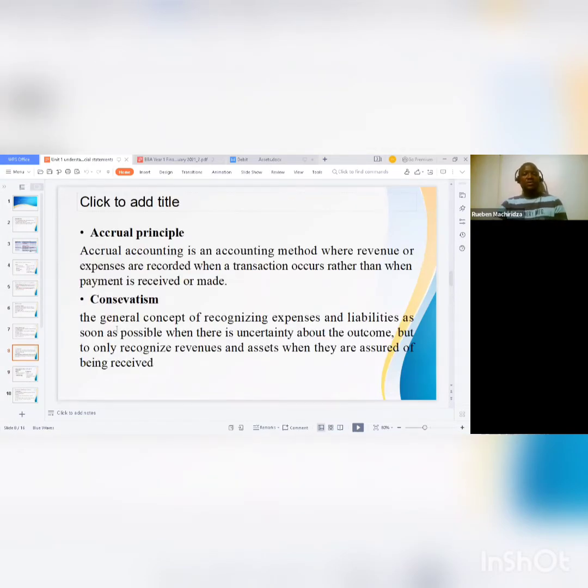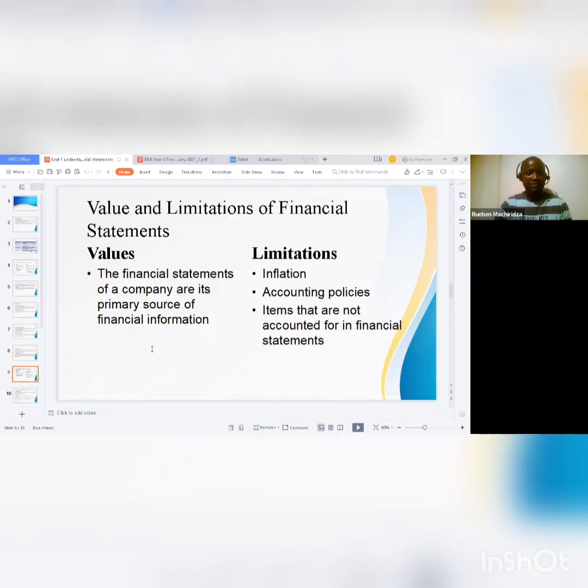So those are the concepts that I had prepared for you guys for tonight. There are many concepts. This is not exhaustive. I have not exhausted the list. You can always go through the other concepts whenever you find the time. I just showed the most important ones, or the ones that we use mostly when preparing the financial statements.